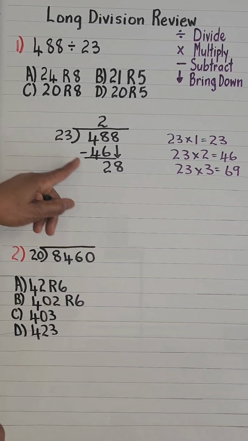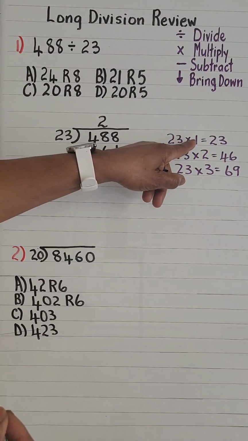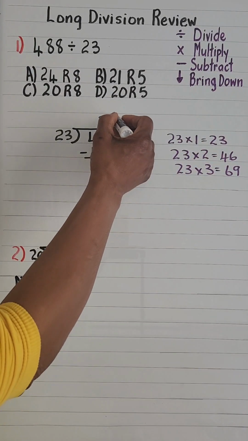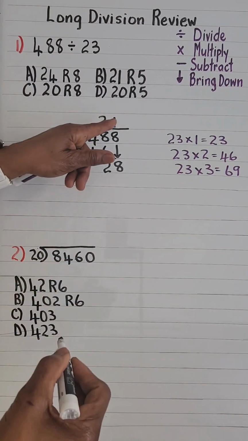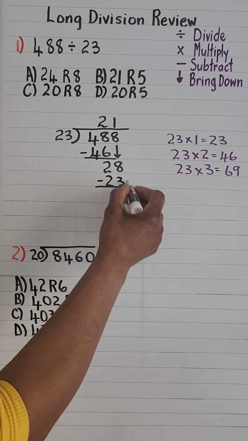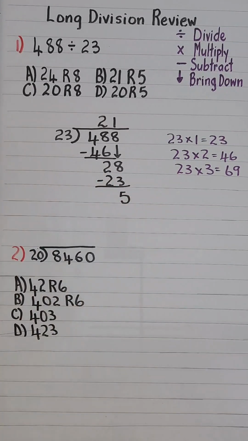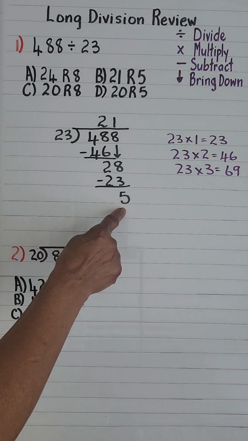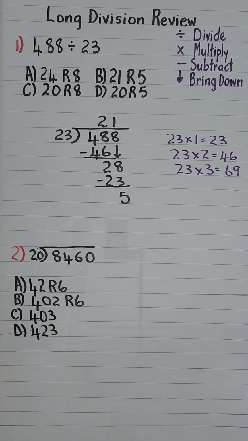How many times can 23 go into 28? 23 times 1, 23, and 23 times 2, 46. So we try 1. Now we multiply 1 times 23, 23. And we subtract, and we get 5. And there are no more numbers to bring down. So that's our final answer. 488 divided by 23 is equal to 21 remainder 5. And our correct choice is B.